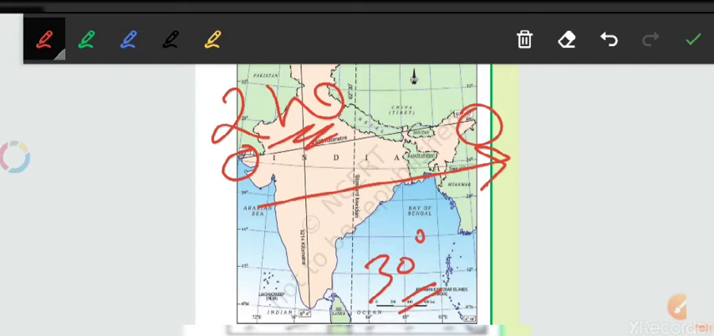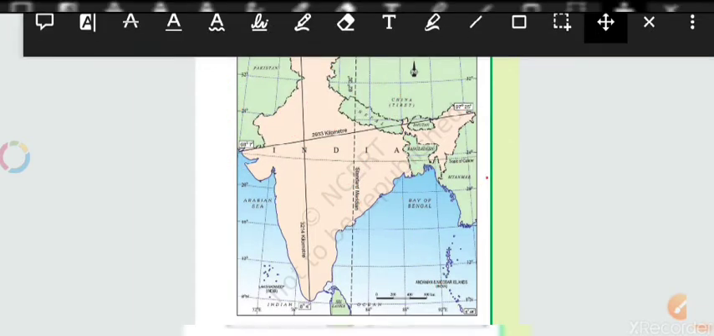For our convenience, we have to calculate the time on a standard basis. So we have taken the middle one, this one. We have taken 82 degrees 30 minutes, as you can see here. It passes through Mirzapur in Uttar Pradesh, at longitude 82 degrees 30 minutes. So you have to understand this.